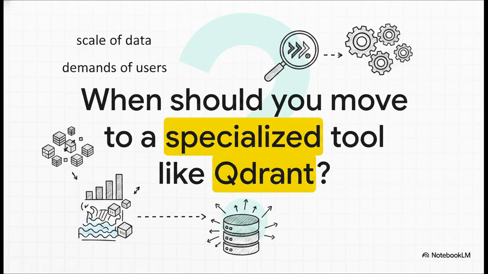So the trick is to know the signs. Adding a new service to your tech stack is a big deal. It's more complexity, more stuff to maintain, more things that can break. So you only want to do it when you absolutely have to. So what are those triggers? When does your data scale or your user demands push you past what Postgres can comfortably do?